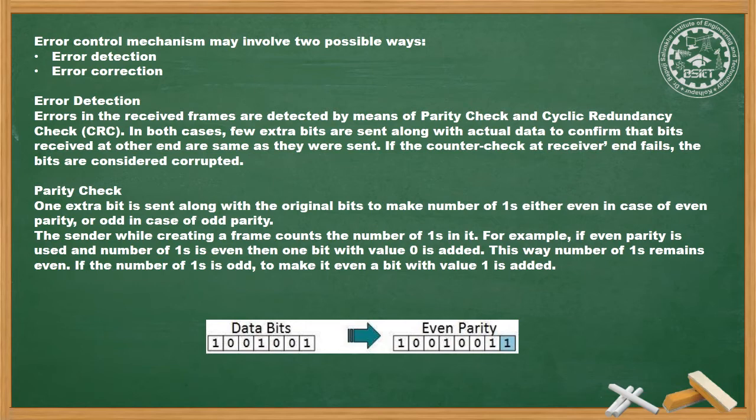The sender, while creating a frame, counts the number of ones in it. For example, if even parity is used and the number of ones is even, then one bit with value 0 is added. This way number of ones remains even. If the number of ones is odd, to make it even, a bit with value 1 is added.